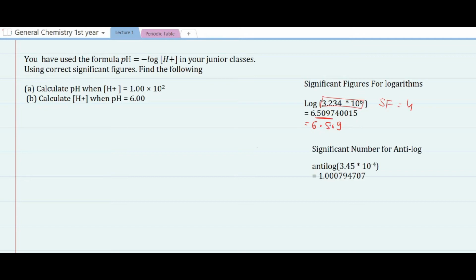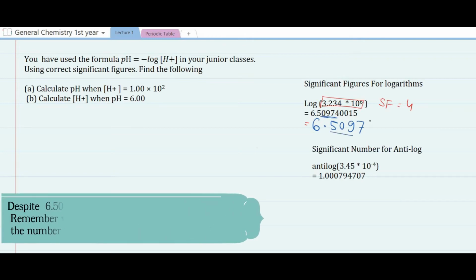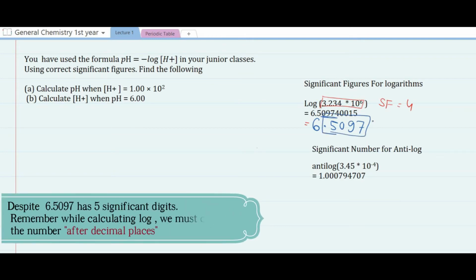But when it comes to logarithm, it is not the case. We should see the significant numbers after the decimal point. Therefore, it should be 6.5097. So we should consider the value after the decimal point. Since it has 4 significant numbers, this is correct.